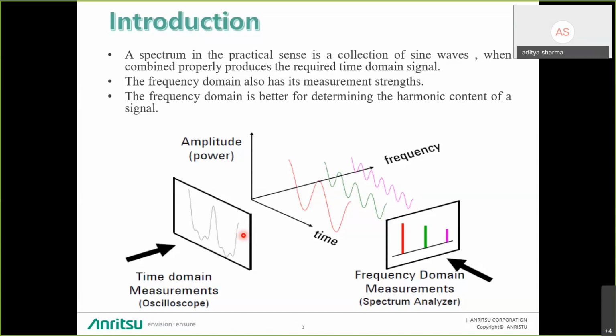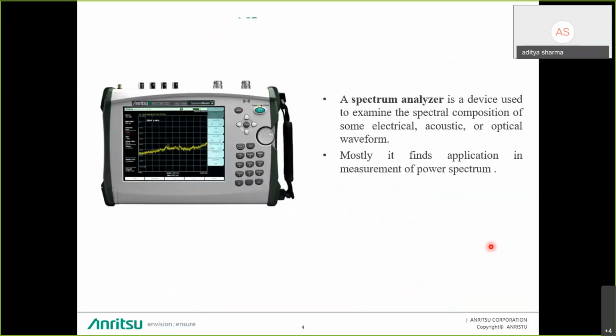For that, a user has to shift to a frequency domain instrument. In a frequency domain instrument, the x-axis is frequency, and he will be able to see all the frequencies available in that particular signal. It can have a fundamental signal, then it can have its harmonics. All those can be seen in a frequency domain display. Frequency domain instruments are spectrum analyzers, vector network analyzers, where the x-axis is represented by the frequency. A frequency domain instrument is better for determining the harmonic content of signals, which I already told you. Now the question is about the spectrum analyzer.